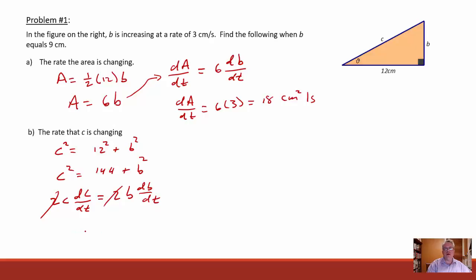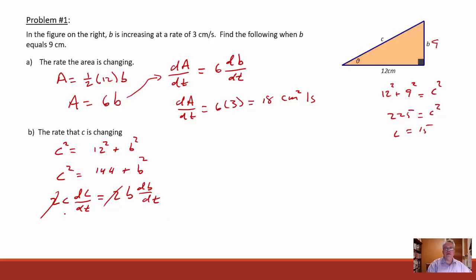So now we plug in things we know. We want dC/dt. We know B. We know dB/dt. We don't know C. We've got to take a second to find that. So when B is 9, we can use the Pythagorean theorem here. 12 squared plus 9 squared equals C squared. So 144 plus 81, that would be 225, equals C squared, or C equals the square root of that, which is 15.